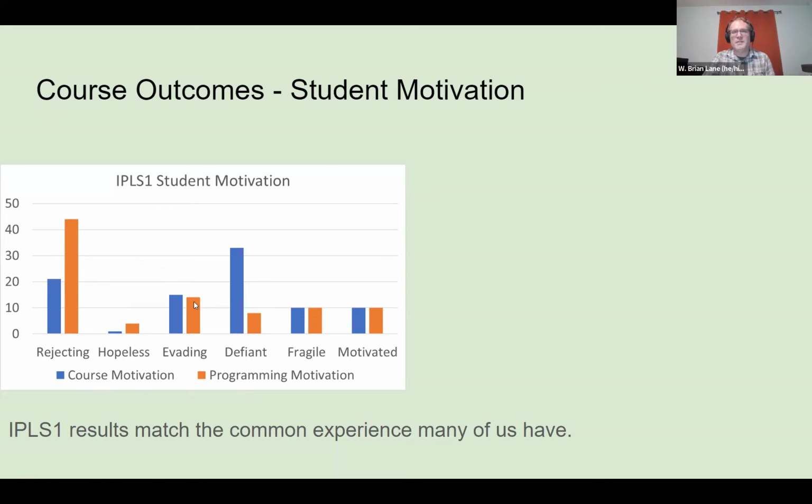We had about equal numbers evading both. Defiant, they felt like, no, I'm going to show Dr. Lane I can pass this course. They didn't really feel the need to be defiant in their programming aspects of the course. And then we had about the same number on fragile and motivated there.